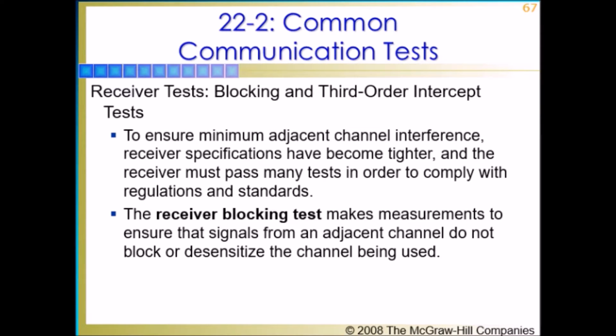Blocking and third-order intercept test. As the spectrum has become more crowded and as modulation advances have permitted higher speeds per hertz of bandwidth, the potential of adjacent channel interference has significantly increased. To ensure minimum adjacent channel interference, receiver specifications have become tighter. This is especially true in cell phones, whose suites of tests must be passed with the receiver in order to meet the specifications of the specific cell phone standards such as GSM or CDMA.